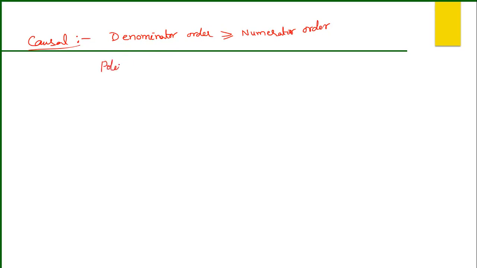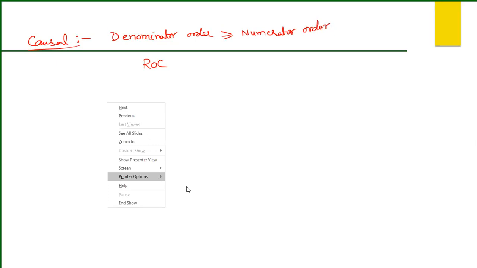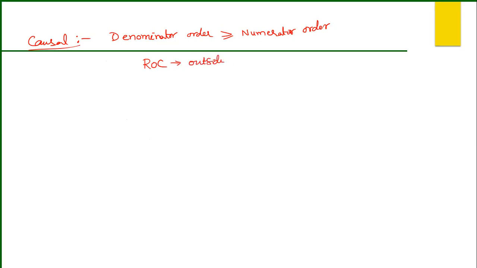And if you are writing in terms of poles, or we can say ROC, instead of poles I will write ROC. That is one more way they will ask the question. The ROC should be outside the outermost circle, outside the circle. For example, here is the signal. The ROC should be outside the circle, then the system is causal. Now, if the numerator order is greater, then the system is non-causal. Directly you can say that.